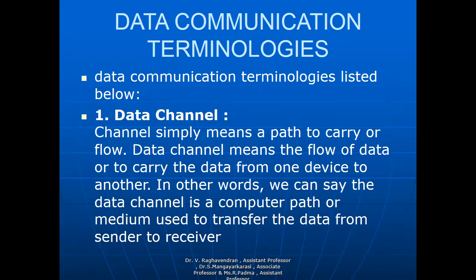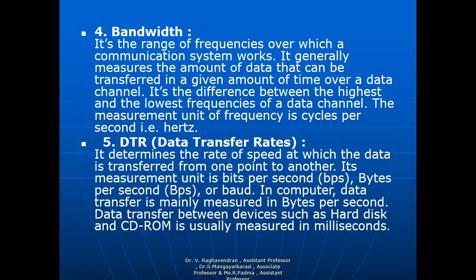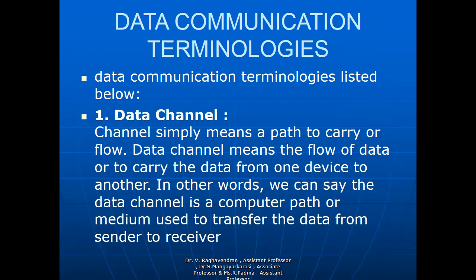So the next topic is data communication terminologies. Data communication terminologies are listed in different categories. The first one is data channel, next one baud, third one bits per second (BPS), fourth one bandwidth, fifth one DTR, that means data transfer rates. So the first one, data channel. A channel simply means a path. This path is used to carry or flow data. Data channel means the flow of data, carrying the data from one device to another.